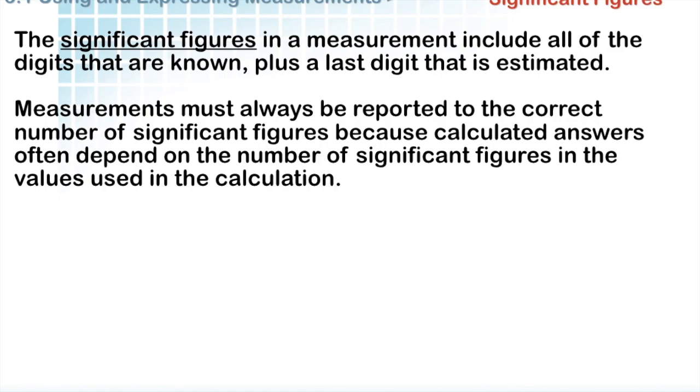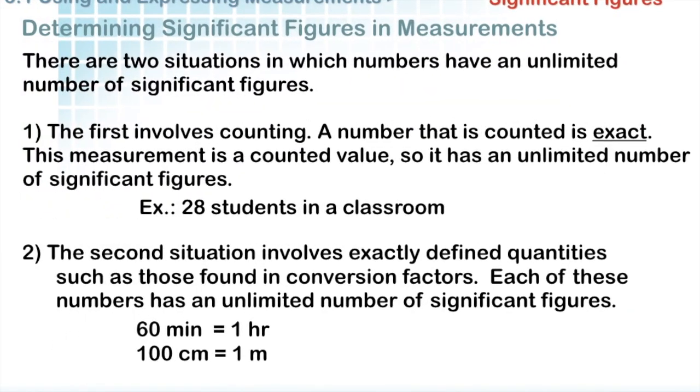Now, very important numbers in chemistry are called significant figures. They're the numbers that you get in a measurement that include all of the known digits and one estimated digit. Measurements must always be reported to the correct number of significant figures because calculated answers depend on the number of significant figures in the values used in the calculation. So before we start doing any calculations, we're going to talk about how you figure out how many significant figures there are. If we want to know how many significant figures are in a measurement, there's a few ways that you do this.